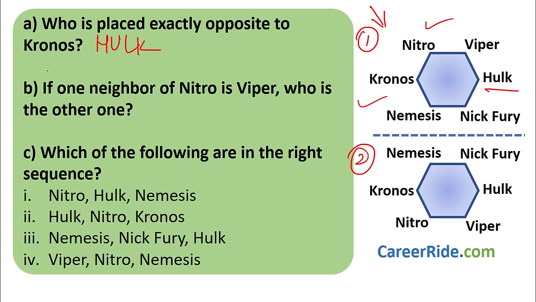Here also, Kronos, Hulk. If one neighbor of Nitro is Viper, who is the other one? Nitro. One neighbor is Viper, other is Kronos. So, we have Kronos. Next question.